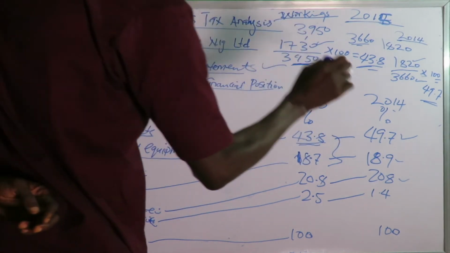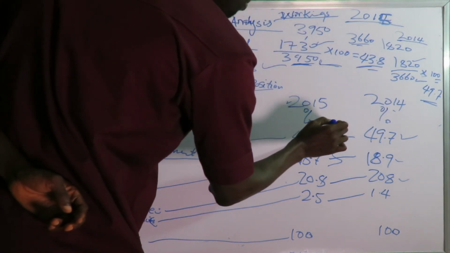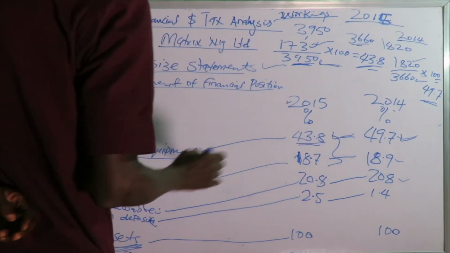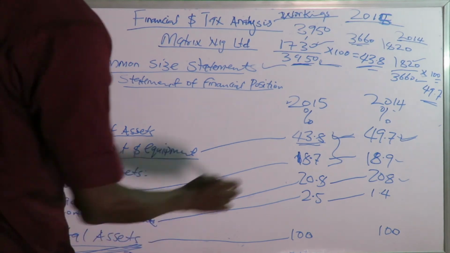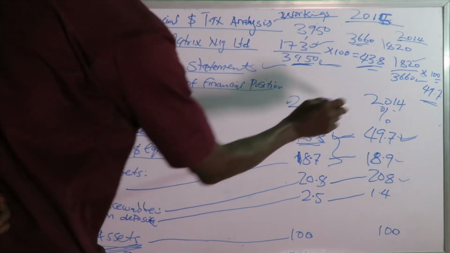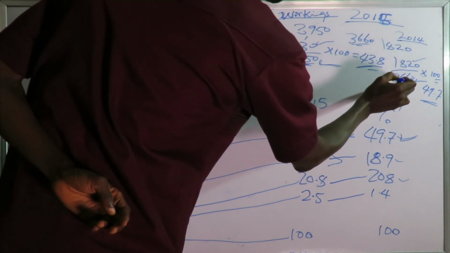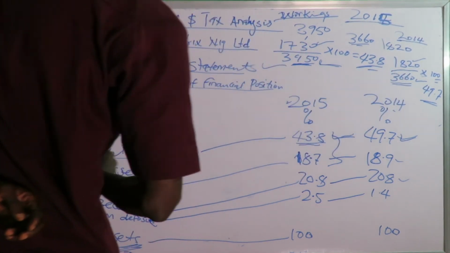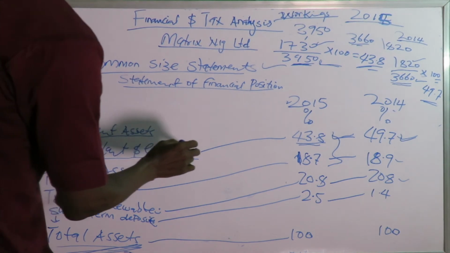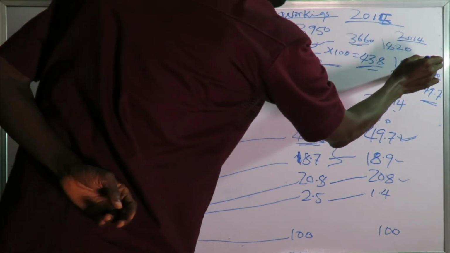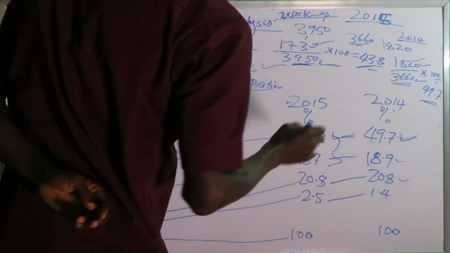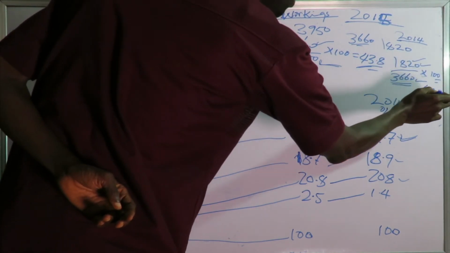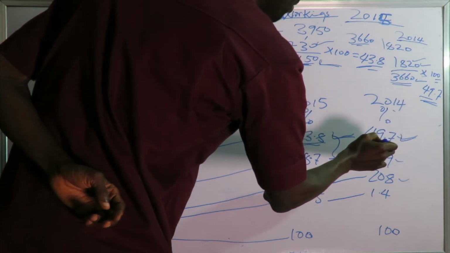Then for 2014, because I promised to work for this and work for this. So for 2014, the figure for total assets is 3660. Then the property, plant, and equipment figure for 2014 is 1820. So 1820 all over 3660 times 100 gives you this figure. That's how we arrive at this figure.